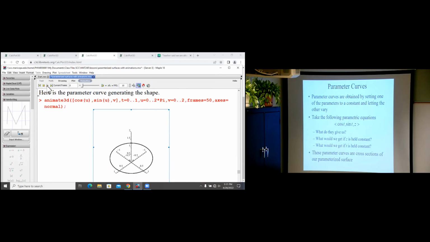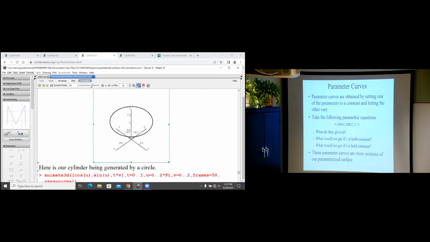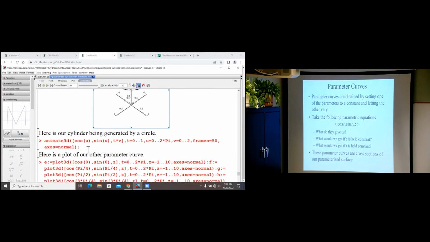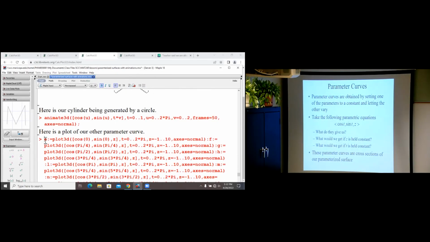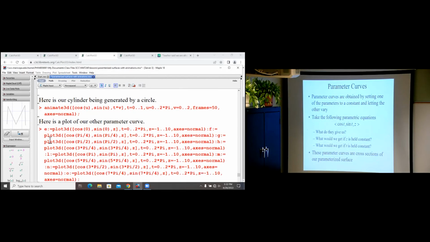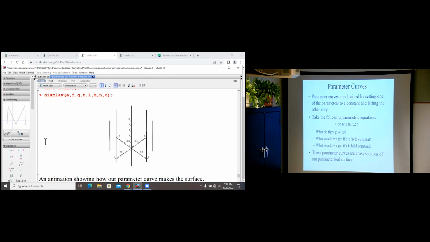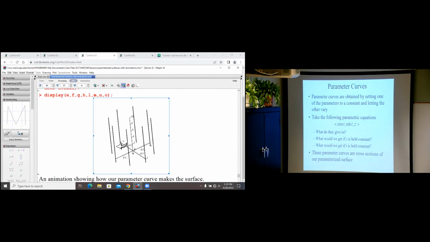Right, so there's that generating curve. Now, there's another set of parameter curves, because now I can hold the input on X and Y as a constant and just let the other one vary. And so there's the other set of parameter curves. Every surface will have two sets of parameter curves: one when you hold one variable constant, one when you hold the other variable constant.